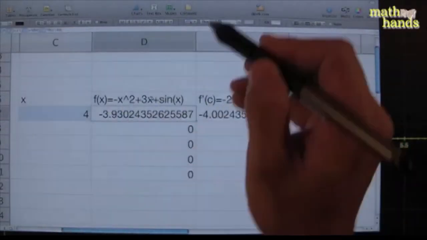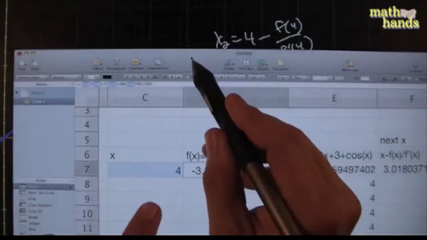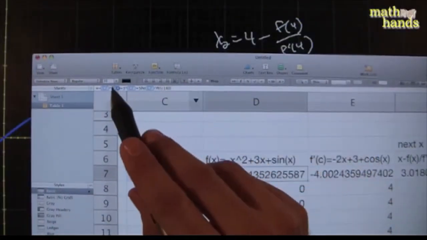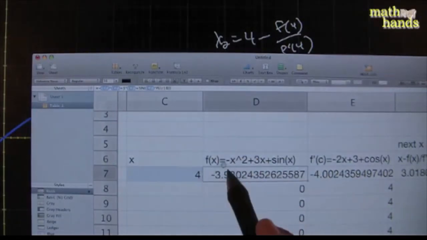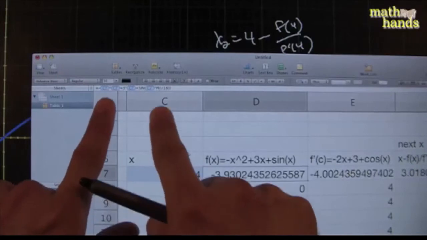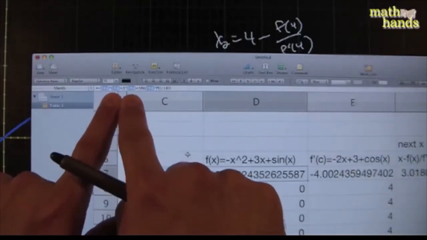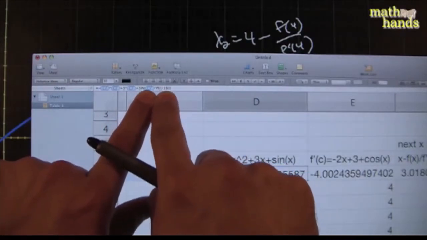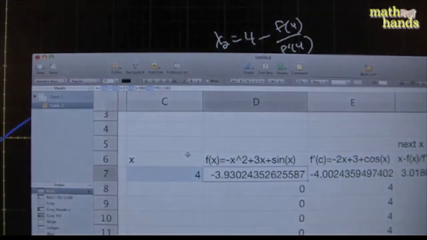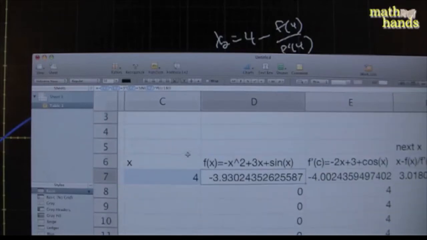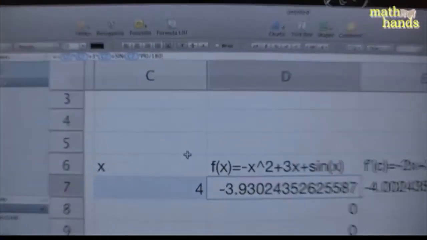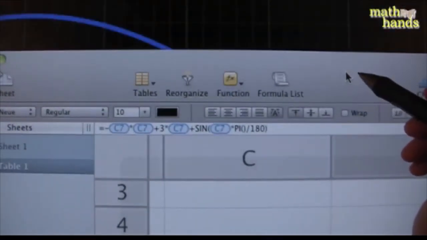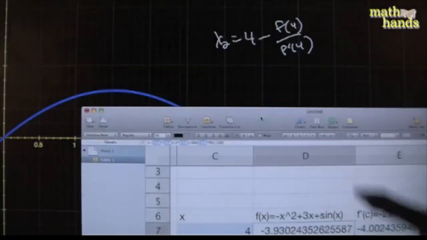So the function would look like this. I don't know if you can see it. Anyways, it's just the cells. My cell I'm calling C7. So I got C7 times C7 times negative 1 plus 3 times C7 plus sine of C7. I had to add some stuff here to convert it into radians. I added pi over 180. Let me see if I can zoom in there. There it is. That's what I have. Alright, let's get back to normal size.